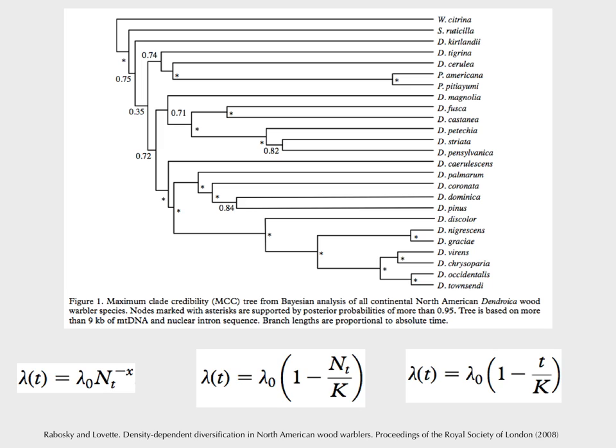So how is this model different from our earlier exponential model? And so this is a model where you have only a certain number of species in a group. Okay. Might that be realistic?